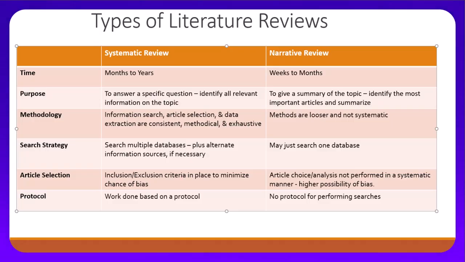Article selection is also very different. As mentioned before, the inclusion process, or the process of including articles, must be done in a very systematic way to minimize the chance of bias. And so there are inclusion-exclusion criteria that are applied so that the article selection is done in a transparent, reproducible way. Whereas for a narrative review, article choice and analysis is not performed in a systematic manner, and so there's a higher possibility of bias.